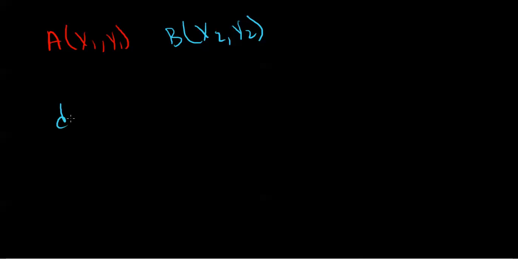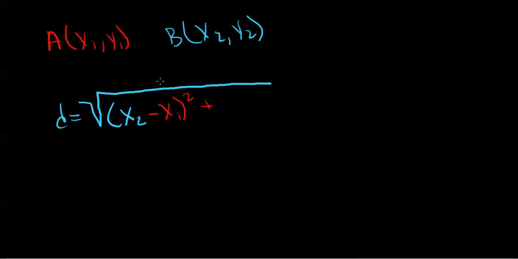Now we're going to look at another key concept when talking about coordinate planes, the distance formula. The distance between two points, point A at coordinates (x1, y1) and point B at (x2, y2), is d equals, and in this case d equals distance, the square root of (x2 minus x1) squared plus (y2 minus y1) squared.